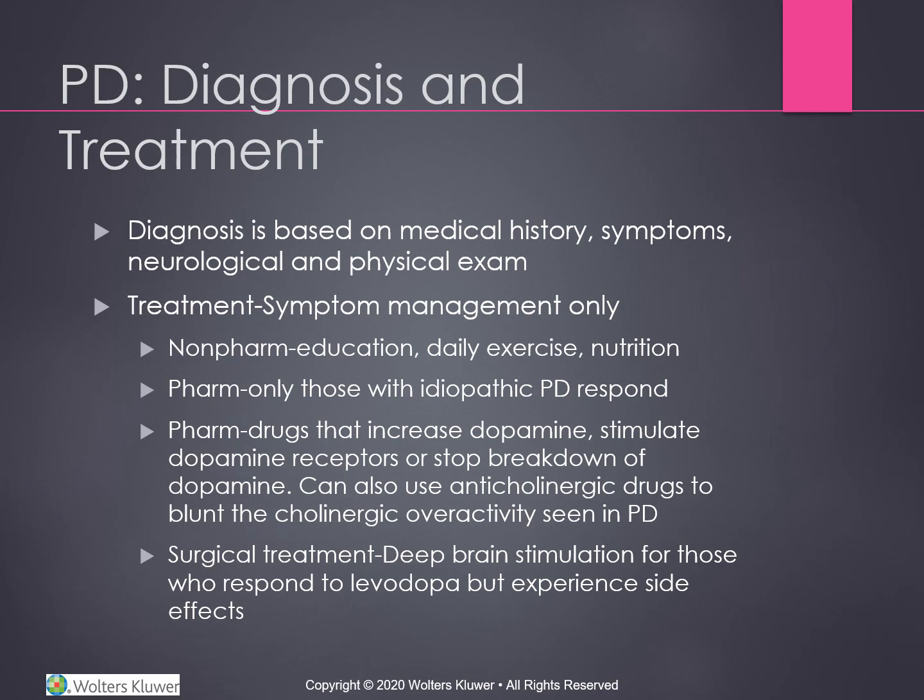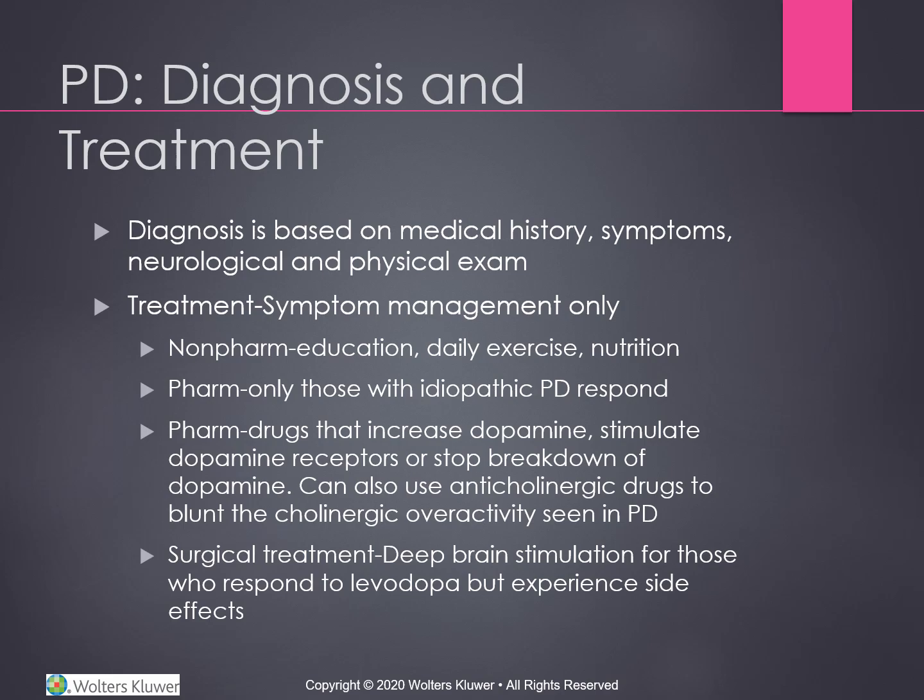So we have some non-pharmacological treatments, so things like education, support groups, daily exercise regimens, and good nutrition can help to slow the progression of Parkinson's disease. And we also have a lot of pharmacological measures. One thing to note here, though, is as I mentioned, we have idiopathic Parkinson's disease, and then we have secondary causes. Pharmacological treatments usually only work with idiopathic Parkinson's disease. They're really the only thing that responds to this.